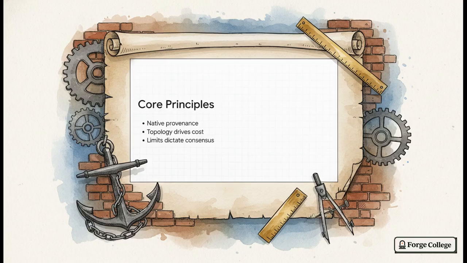1. Provenance and tamper evidence are ledger-native values. 2. Your stakeholder topology will directly determine your operational cost. 3. Your performance limits will dictate your consensus choices. You absolutely must tie your capstone project justifications directly back to the transaction lifecycle artifacts you built.